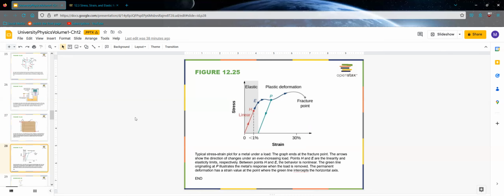So there's a lot more to this conversation, but it does again revolve around and start from the modulus variables of Young's, bulk and shear, and the material that you're talking about.